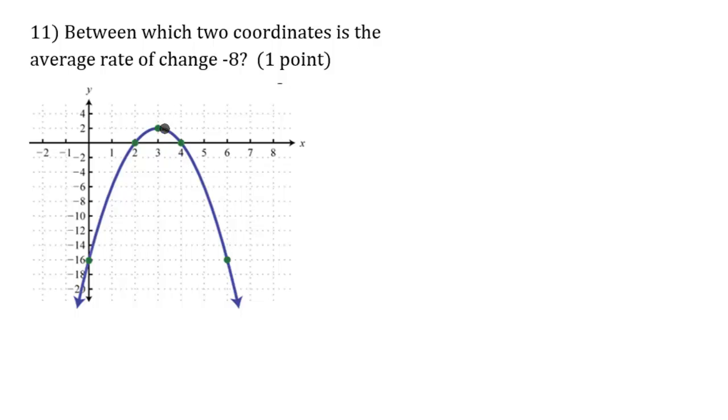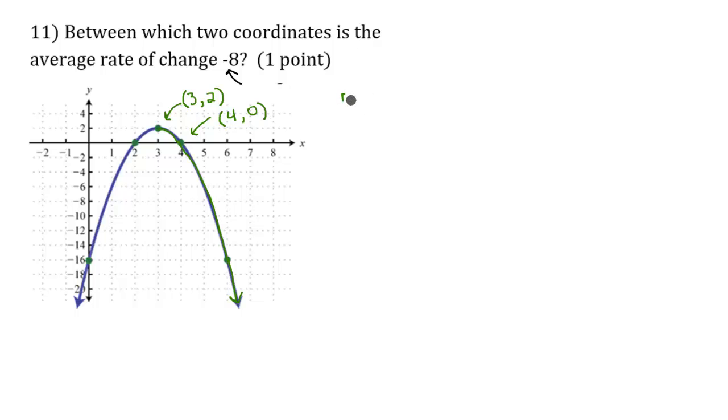We're given a graph where we need to find the average rate of change that is -8. And the key word here is negative. And that means that our interval is going to be somewhere on the graph where our y values are decreasing, which is going to be right here. I just highlighted that. And we have 2 points here, (3, 2) and (4, 0). So let's see if the average rate of change there is going to be -8.